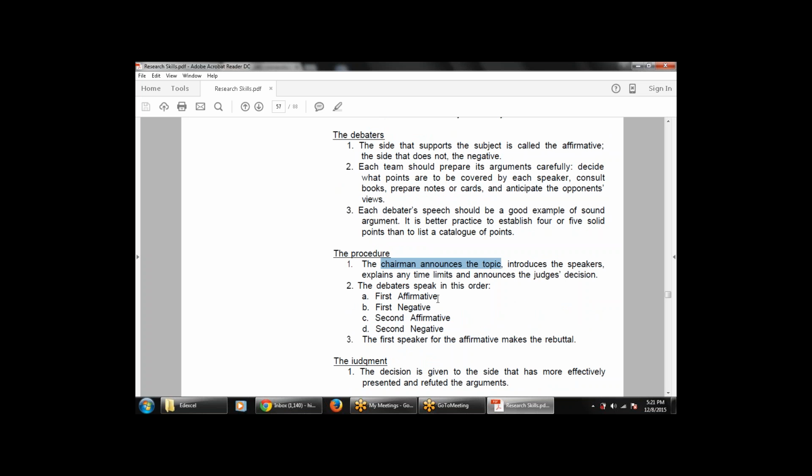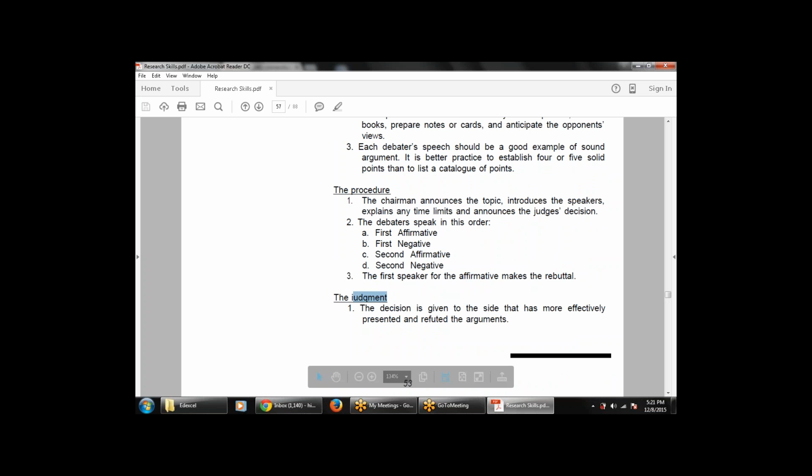Then the second point is that the debaters speak in this order: the first affirmative, then the first negative, then the second affirmative, then the second negative. So these are the four parts in which the debaters speak, in that order. And the speakers for the affirmative make a rebuttal. So that is the procedure that is followed for the rebuttal.